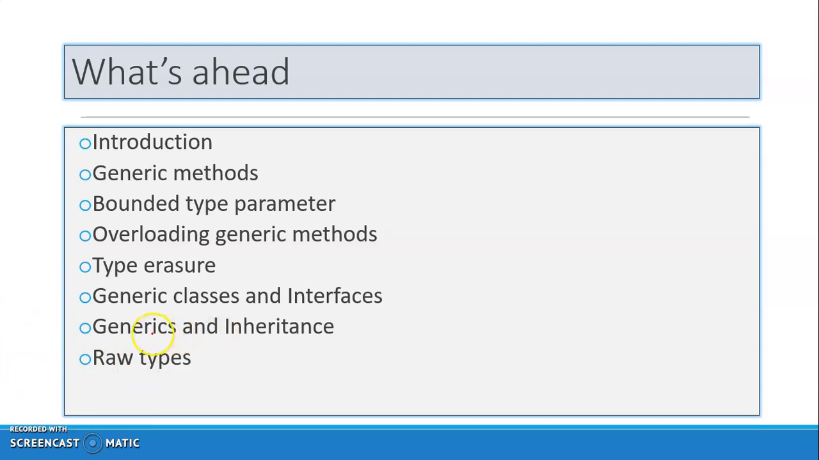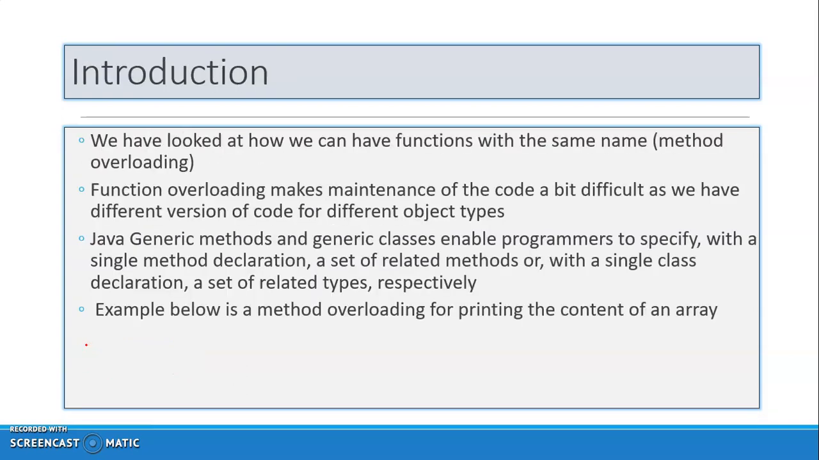Our discussion will also look at the issues to do with inheritance. Can we inherit from a generic class, or can we have a subclass which is generic from maybe a generic class, or issues related to that? Lastly, we'll be looking at raw types. Let's begin.